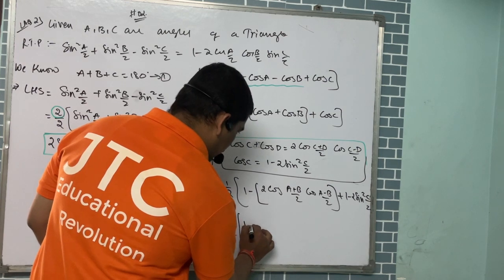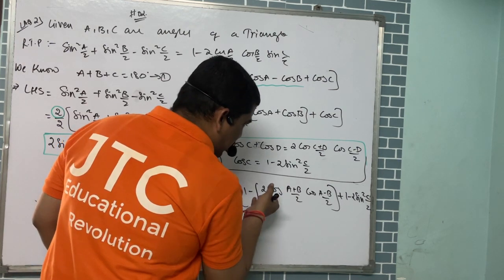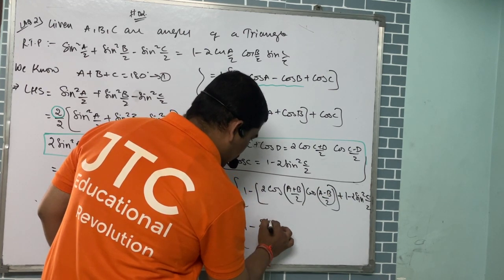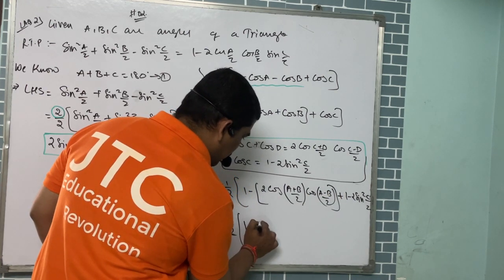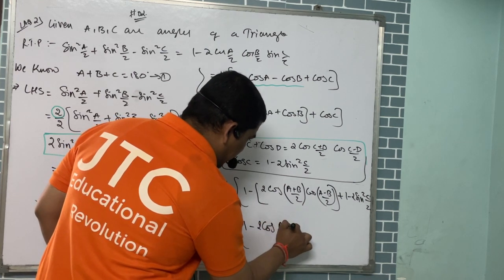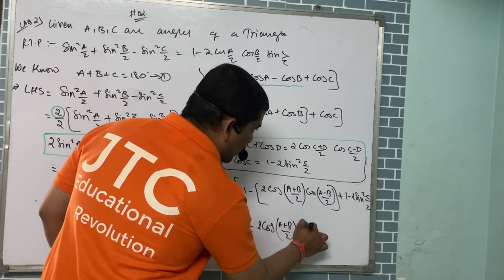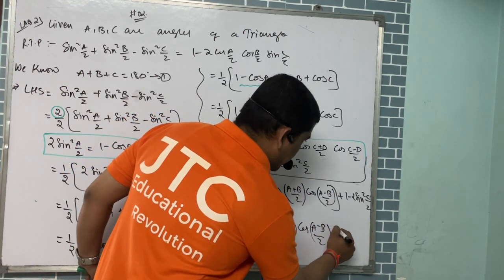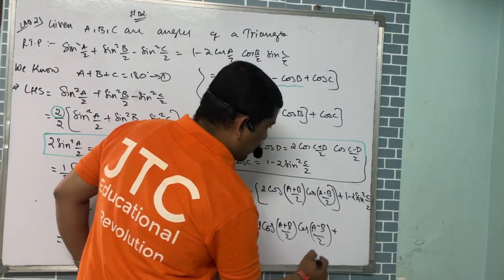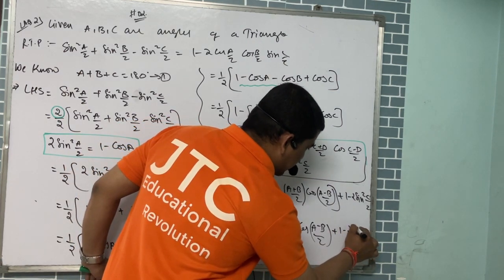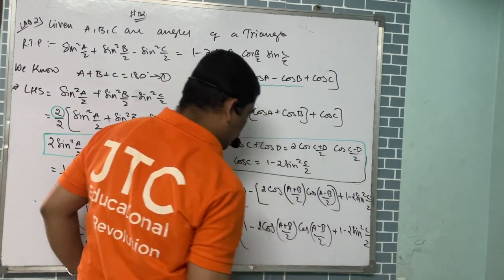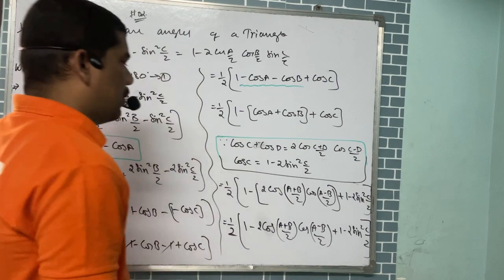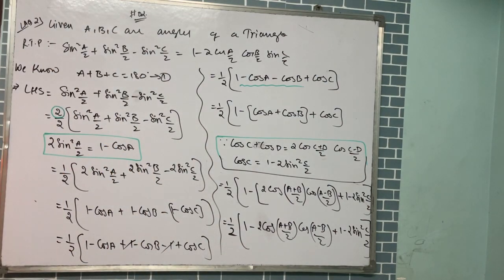See, 1 minus, open the bracket. Actually everything is in multiplication. So simply I can write like this, 2 cos A plus B by 2, cos A minus B by 2, plus 1 minus 2 sin square C by 2. Getting idea everyone? Here a whole bracket is there, student. Now, okay, this much clear I hope.